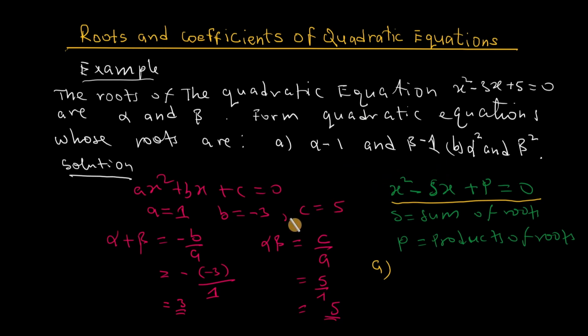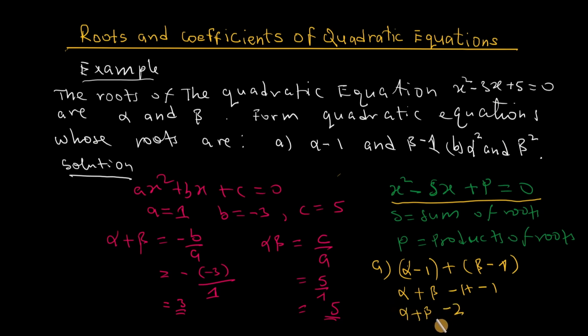Since we already have alpha beta and alpha plus beta from the original equation, we need to look for the sum of roots of this equation, expressing it in terms of alpha plus beta and alpha beta, so that we can have the value of the sum of roots here and the product of roots here. Alpha minus 1 plus beta minus 1 is the sum of roots. So expressing it in terms of alpha and beta, I'm going to have alpha plus beta minus 1 plus minus 1. So minus 1 plus minus 1 is minus 2. So I'm going to have alpha plus beta minus 2.